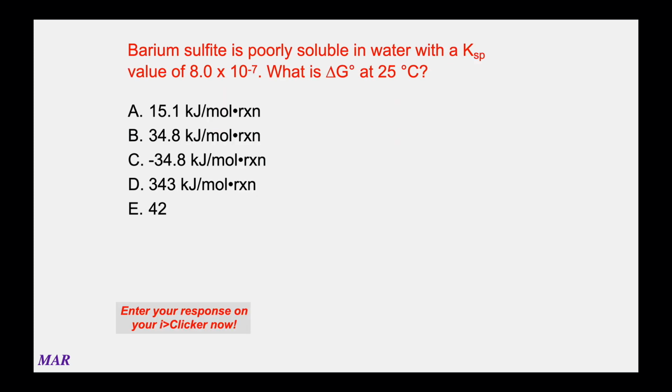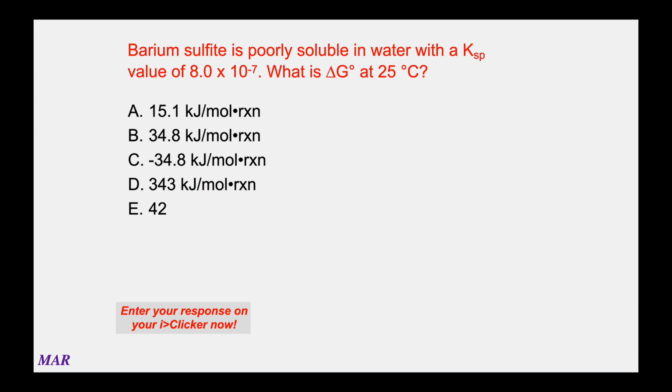Here's a question. Barium sulfite is poorly soluble in water. It has a KSP of 8.0 times 10 to the minus 7th, again, much less than 1. What is delta G at 25 degrees Celsius? Again, 5 answers, 4 of them being potential answers. See if you can figure out what the answer is. Pause the video. When you're ready, unpause it. We'll talk about the answer.